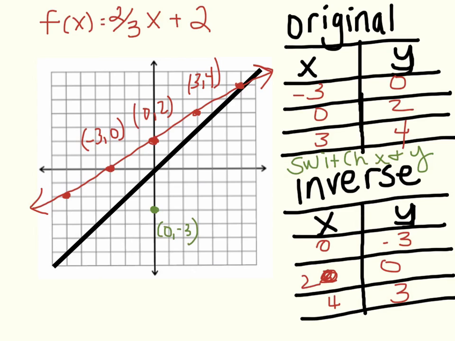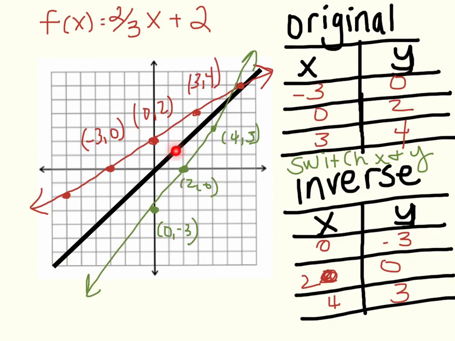Then I had 2, 0, and 4, 3. And if you notice, it should be that mirror image, that reflection over that parent linear function. And I didn't draw my line very straight, but you could use a ruler. So this is the original, here's the inverse. It looks like it was reflected over that black y equals x line. That's what we're looking for.